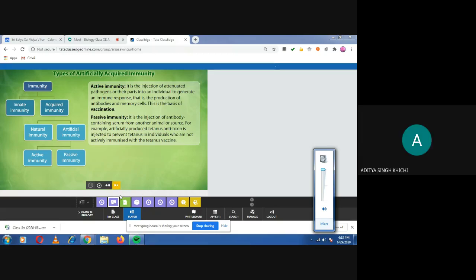Okay. So what are the two types of immunity? Did you understand or not? I want someone to explain what is done in active immunity and what is passive immunity. And then you have to write down the differences between the two. It's very, very important for the exam.